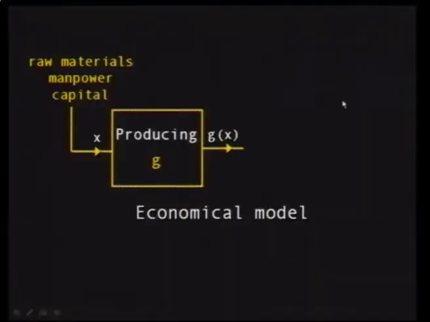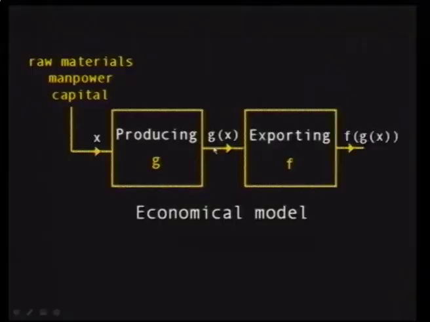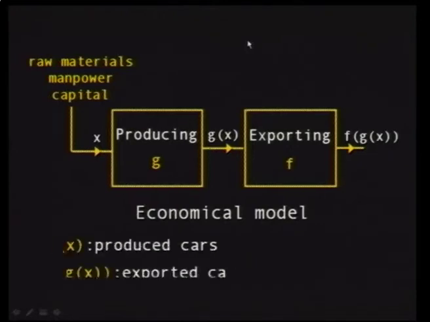This is also one of the ingredients of your production function. So your raw materials and manpower and capital, you feed this into the factory to produce cars. So here, X is the material that is fed into the firm or the factory to produce cars. So G of X represents the produced cars. But you may very well export these cars. So if you want to export these cars, you have another body or organization to export them. So here, the first operation is to produce the cars, and the second operation is to export the cars. So you are doing two operations in tandem or in sequence.